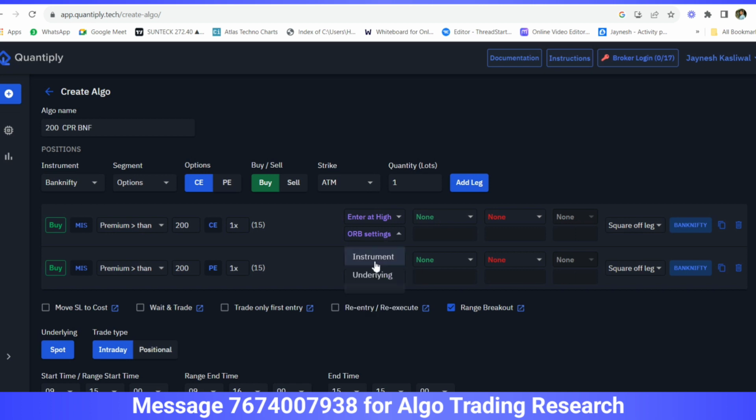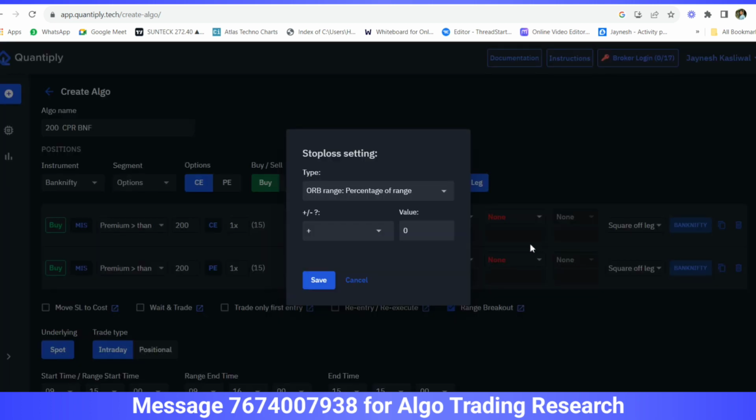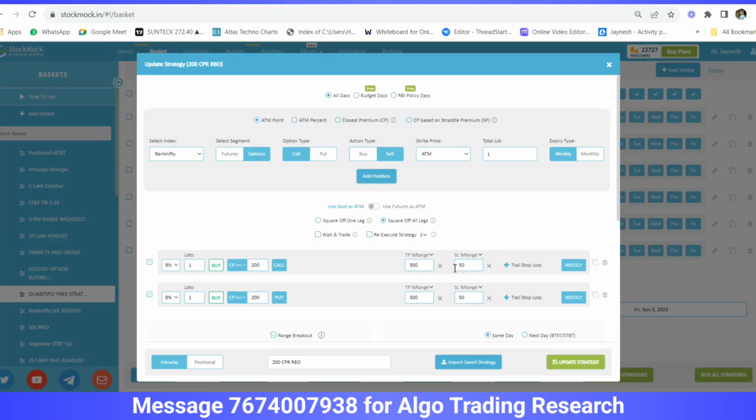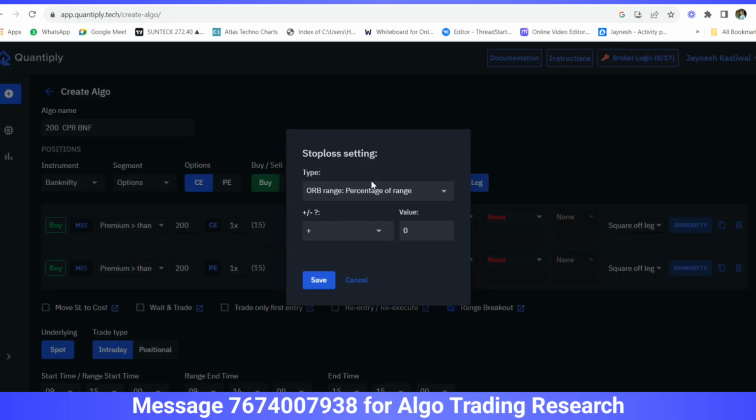So click on enter at high. In enter at high, we are looking to buy on the instrument breakout, so I am going to select instrument here. I have selected enter at high of the instrument. Now for stop loss, ORB range. If I am selecting range here, then the target percentage is 300% of the range. Here I have to select range plus 200% of the range.